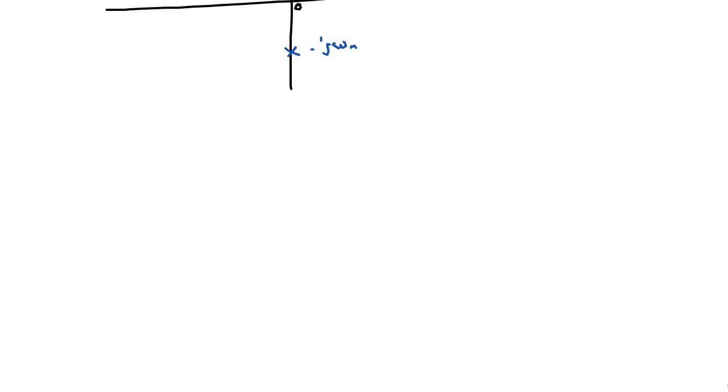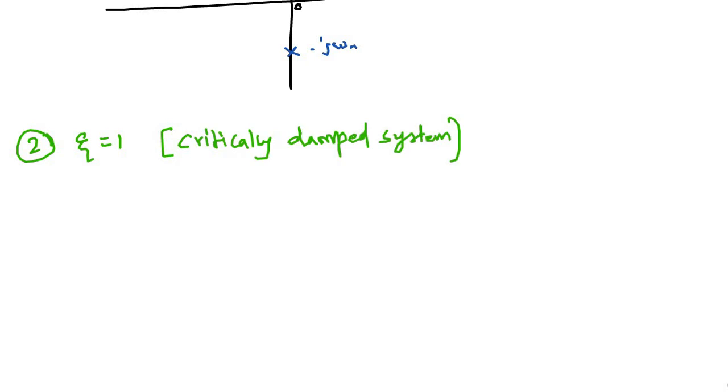Second case, we will make zeta is equal to 1. That is called a critically damped system. Okay. So we will substitute zeta is equal to 1 in the equations we had. So S1 is minus 1 into omega n, that is minus zeta omega n, plus j into omega n into square root of 1 minus 1 square. That is going to give you minus omega n plus 0.